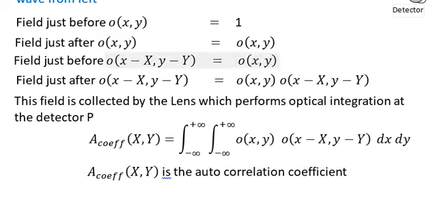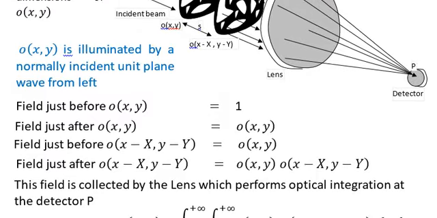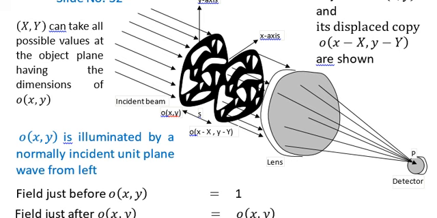Now the field just before the second object, which is a displaced copy of the original object O at x minus capital X, y minus capital Y, will be equal to the original field incident on it, because the field from the first object O will remain unchanged and will illuminate the second displaced version of the object. In the above figure, S, the separation between the original object and its displaced version, is so small that we can ignore the contribution of S.